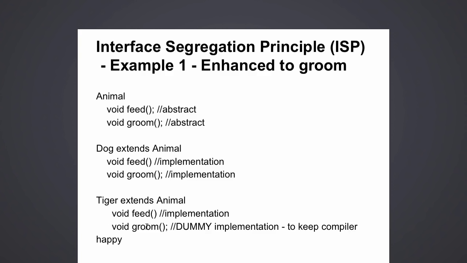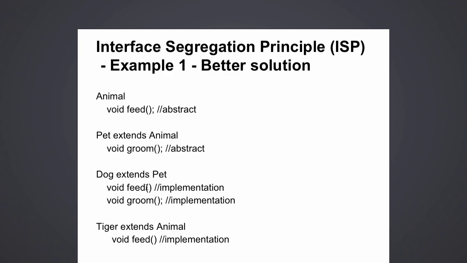This is an example of a place where I'm not really implementing the interface segregation properly. A better solution would have been to have pet extends animal and let the pet have void groom, and let the dog extend pet. Tiger keeps extending the animal. Now tiger doesn't need to give a dummy implementation just because some other thing had an extra method. So the most important thing is you should only have methods which are applicable to you. If you keep bulging up classes with dummy implementations, it results in very bad maintainability.